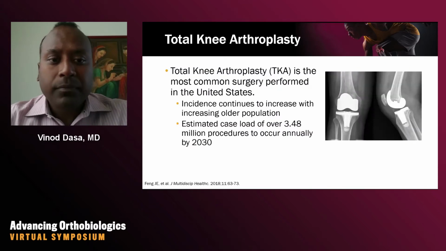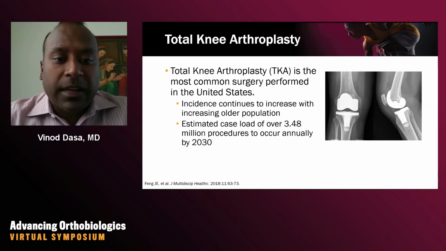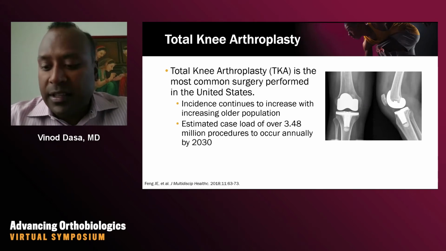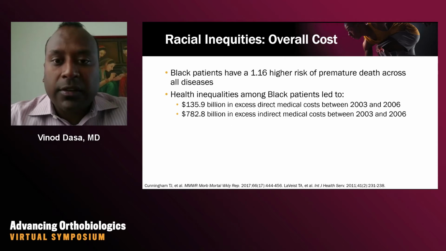So total knee arthroplasty is the most common surgery performed in the United States, and it's growing significantly. Most everybody knows hip and knee replacements. The trajectory of those surgeries is significantly growing. And so how do racial inequities impact all of this?